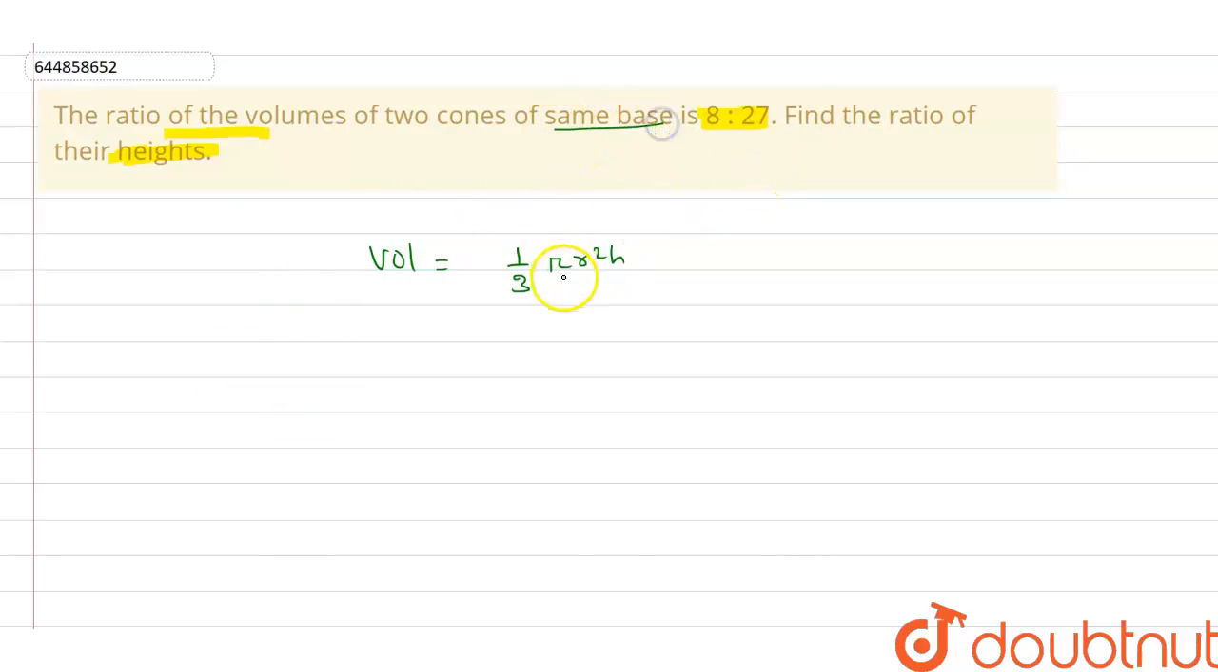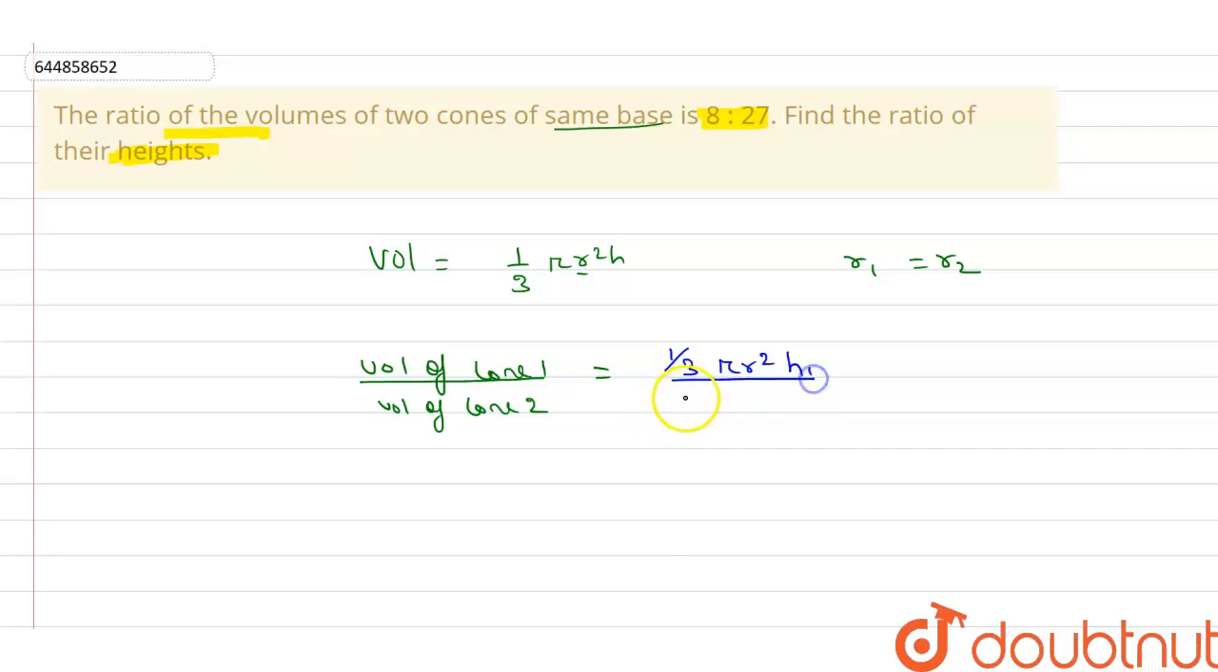So it says the same base, that means the radius of two cones, that is r1 is equals to r2. So we can have volume of cone 1 upon volume of cone 2 will be equal to 1 by 3 pi r square h1 upon 1 by 3 pi r square h2 is equal to 8 upon 27. So that means this term will all get cancelled out, and what we are left with, h1 upon h2 is equals to 8 upon 27. So the ratio of their height is also 8 upon 27.